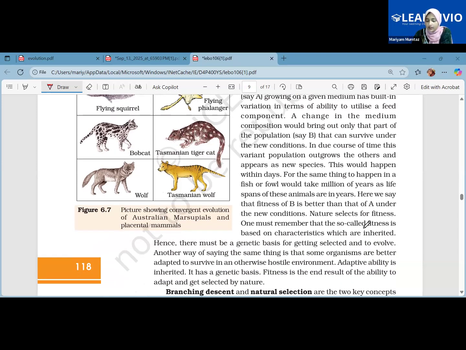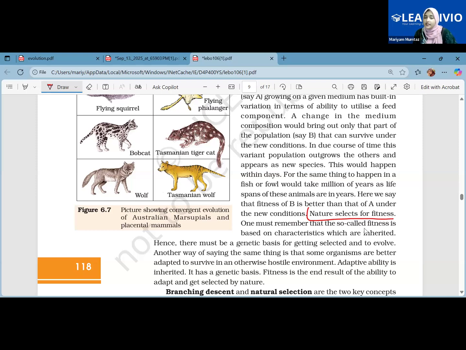This is very important. Which type of fitness are we talking about? The fitness is reproductive fitness. Those organisms that are better suited or better fitted to reproduce will leave more progeny and thereby get more selected by nature as compared to the organisms that are not getting selected or are weaker in terms of reproduction.